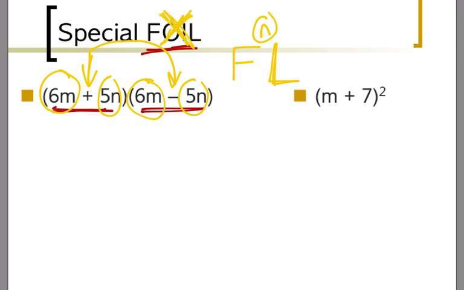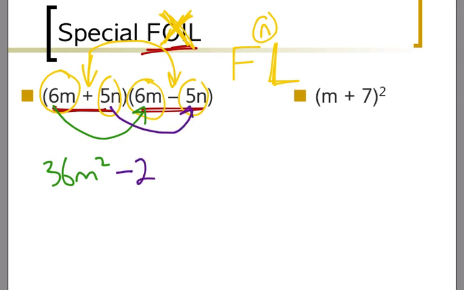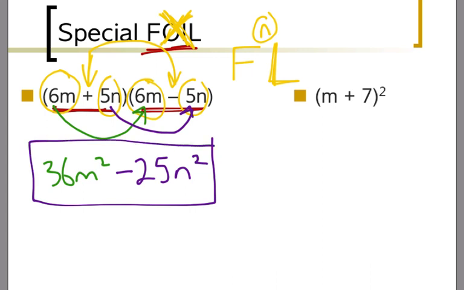So just F and L, which means you just have to multiply the 6m times the 6m, which gives me 36m squared. And then you just have to multiply the last, which is 5n times negative 5n, which would give me negative 25n squared. Because 5 times negative 5 is negative 25, n times n is n squared. And that's the answer. That's as far as you have to go.